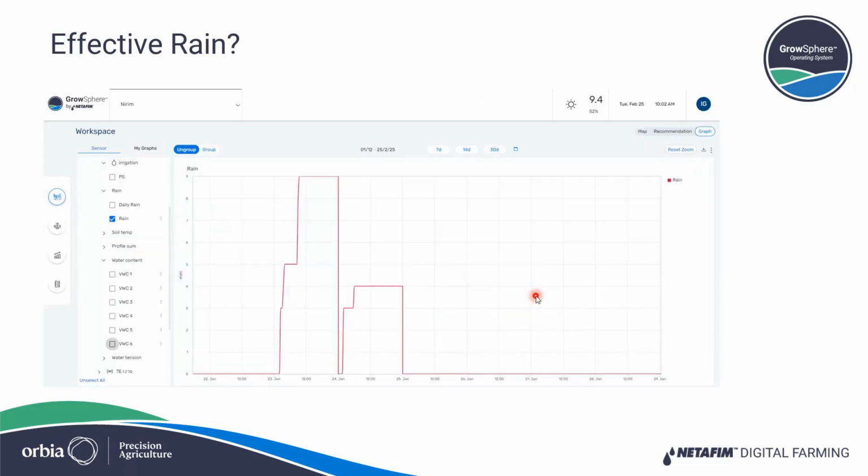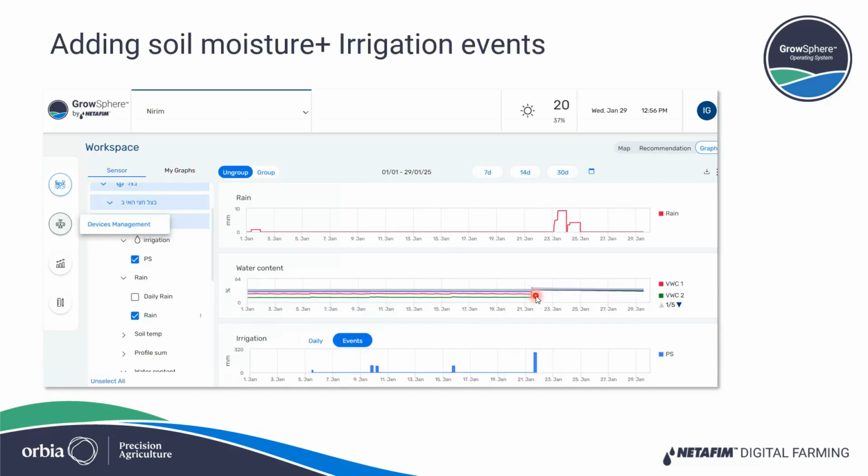In this example, I have rain. I don't know right now, because I don't have my soil moisture, if it is an effective rain or not, but it seems to be a nice rain. And when I present the soil moisture, irrigation events, and the rain events, first of all, I can see the gap, and I can see that I stopped irrigating once I had those rain events. But what happened with the soil moisture?